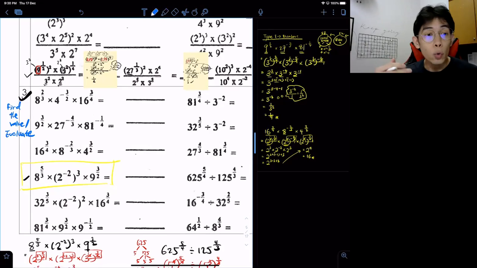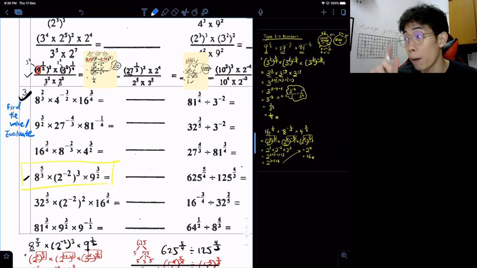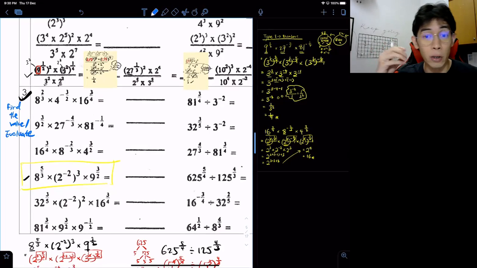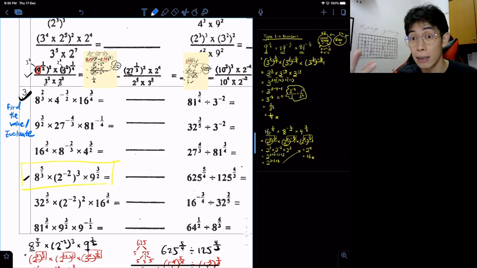Okay, so these 2 words, right? It means I need you to get the final answer. Final answer as in you expand till the power becomes 1. For example, I give you 3 squared, you have to make it 9. Let's say I give you 1 over 2 cubed, you have to write 1 over 8, something like this.